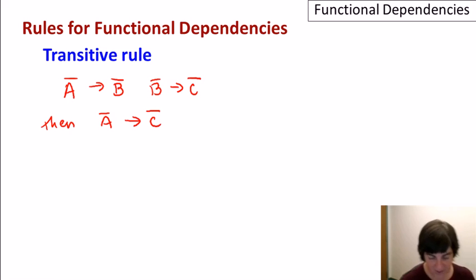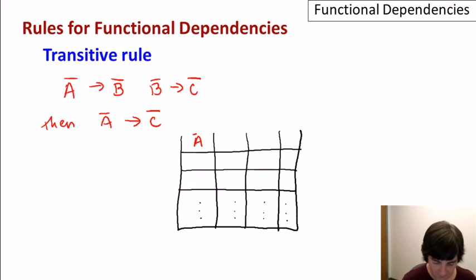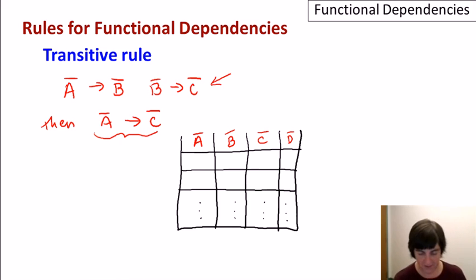Now, all of these rules can actually be proven formally, and I'm going to go through a sketch of this particular one. So here's my relation R, and I'll have attributes A, B, C, and then let's let D be the leftover attributes. And my goal is to prove that A determines C, and the information I have to prove that is these two functional dependencies here.